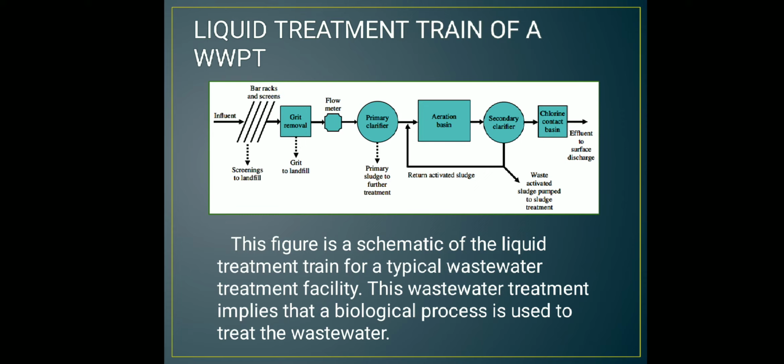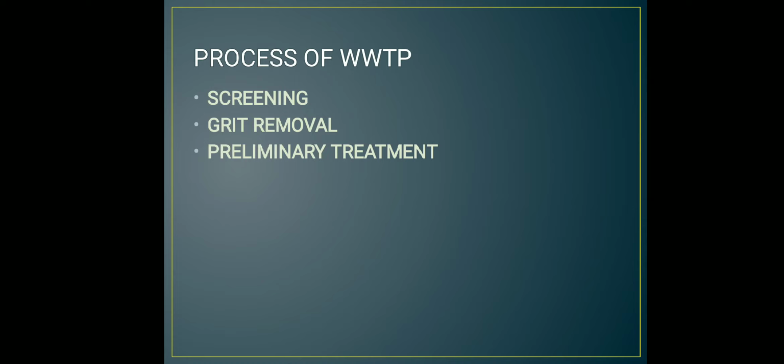This figure is a schematic of the liquid treatment train for a typical wastewater treatment facility. This wastewater treatment implies that a biological process is used to treat the wastewater. Process of wastewater treatment plant: screening, grit removal, preliminary treatment.